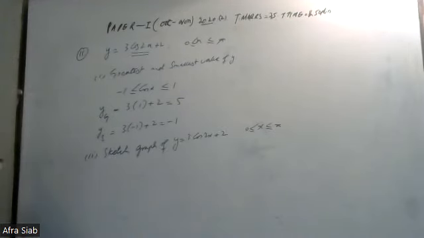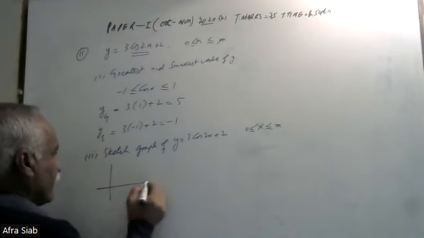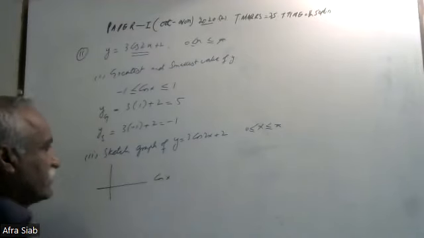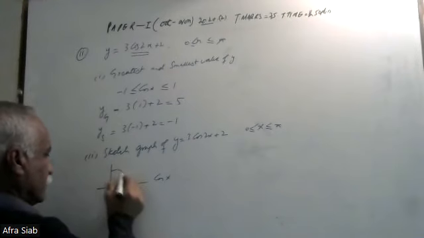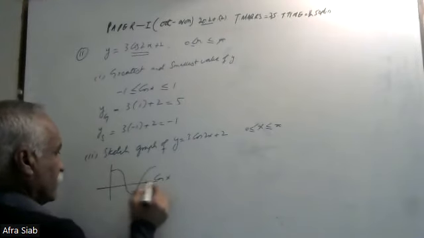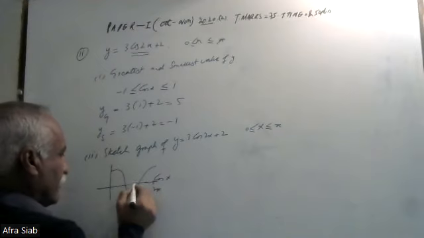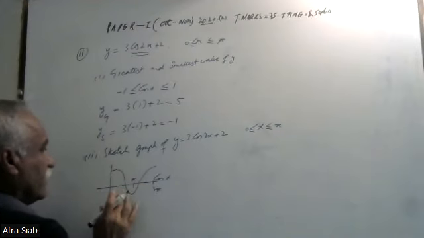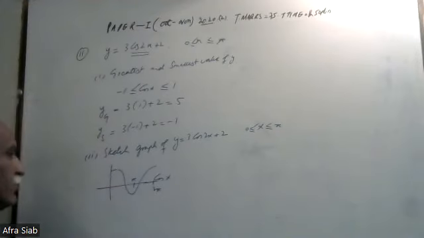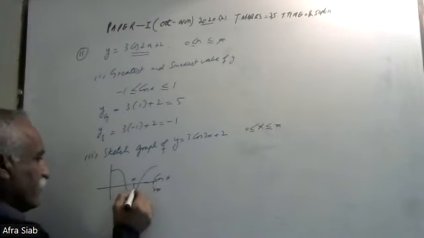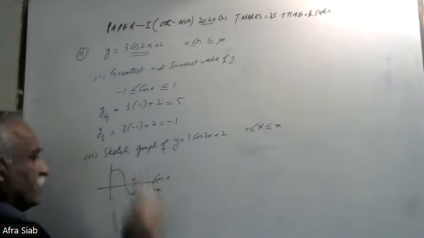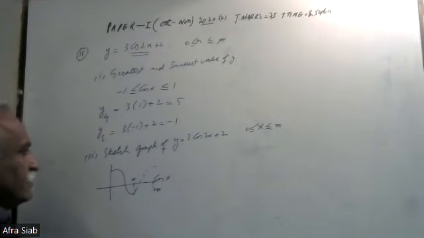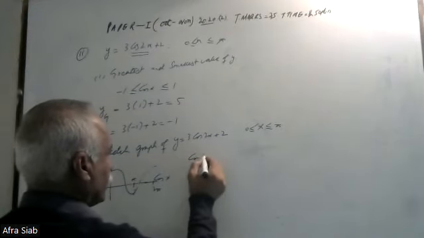The second part: sketch the graph of y is equal to 3 cos of 2x plus 2. So we first draw the graph of cos of x. That is 2 pi and this is pi. So we need it up till pi only. So this graph is going to be, then cos of 2x.